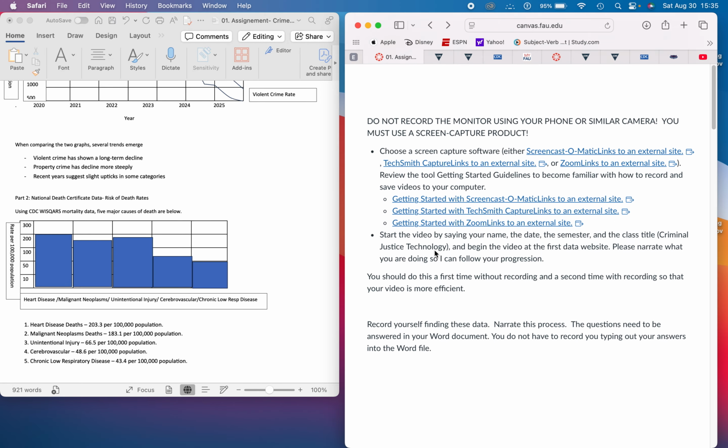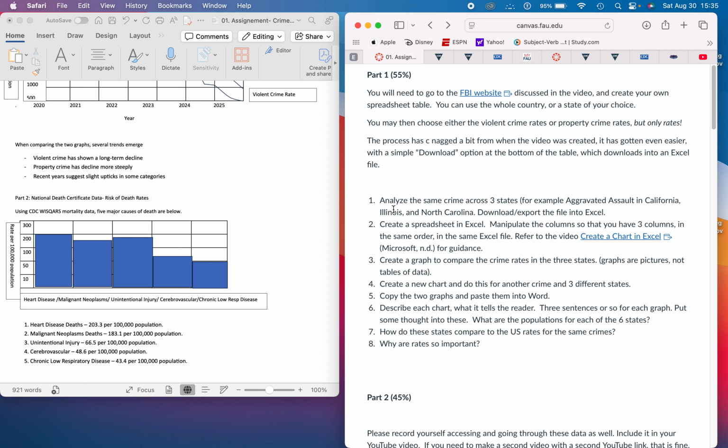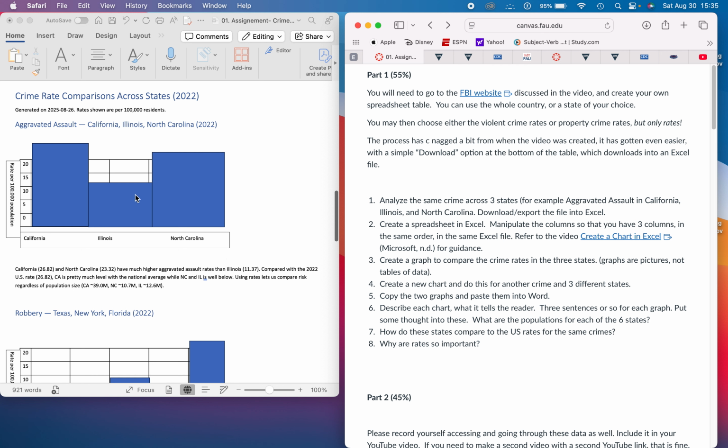We're going to continue this presentation by going to a different section, and we're going to go to this one right here. As this one says, we're going to analyze the same crime across 3 states, whichever states you choose. Myself, as you can see on the left, I chose 3 states: California, Illinois, and North Carolina, and the year is 2022. I'm going to compare all the crime rates across those states.